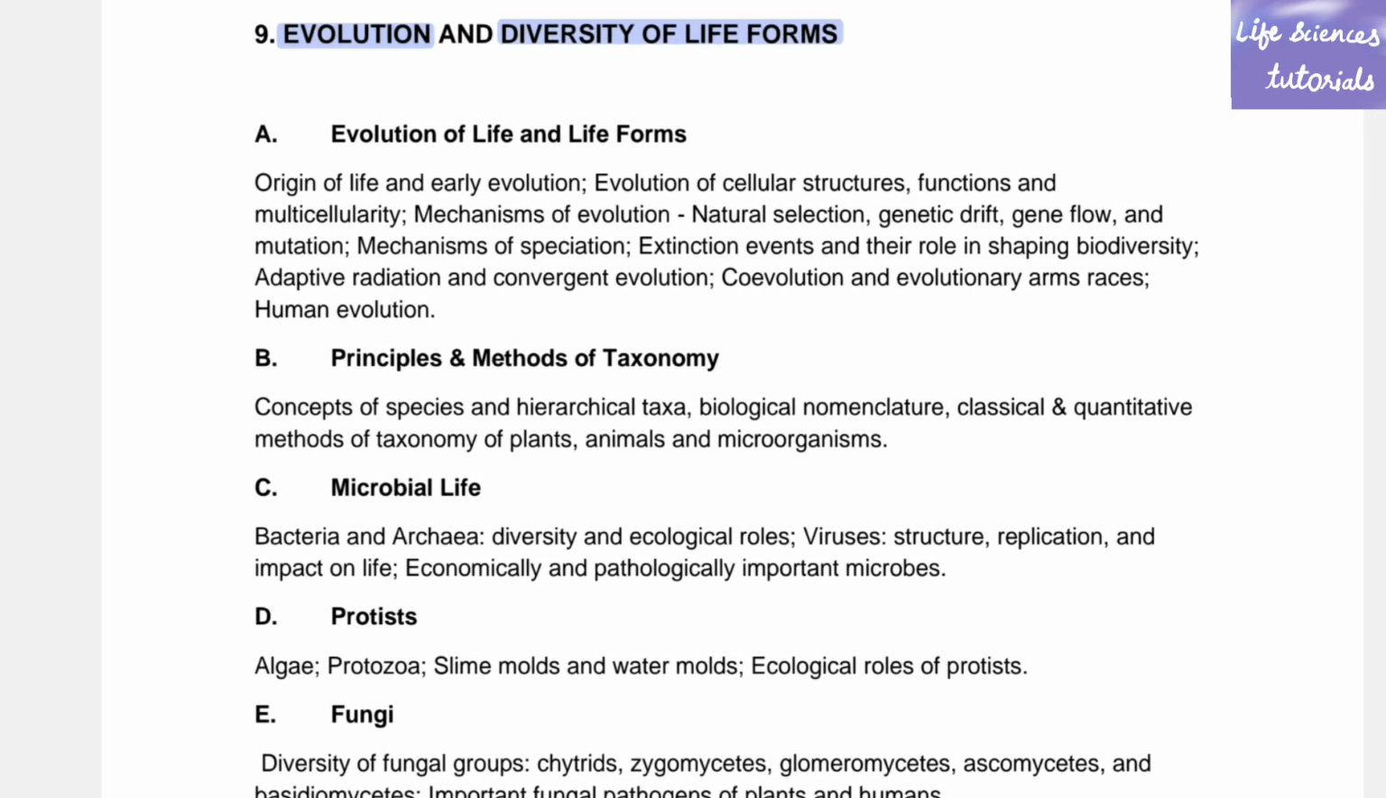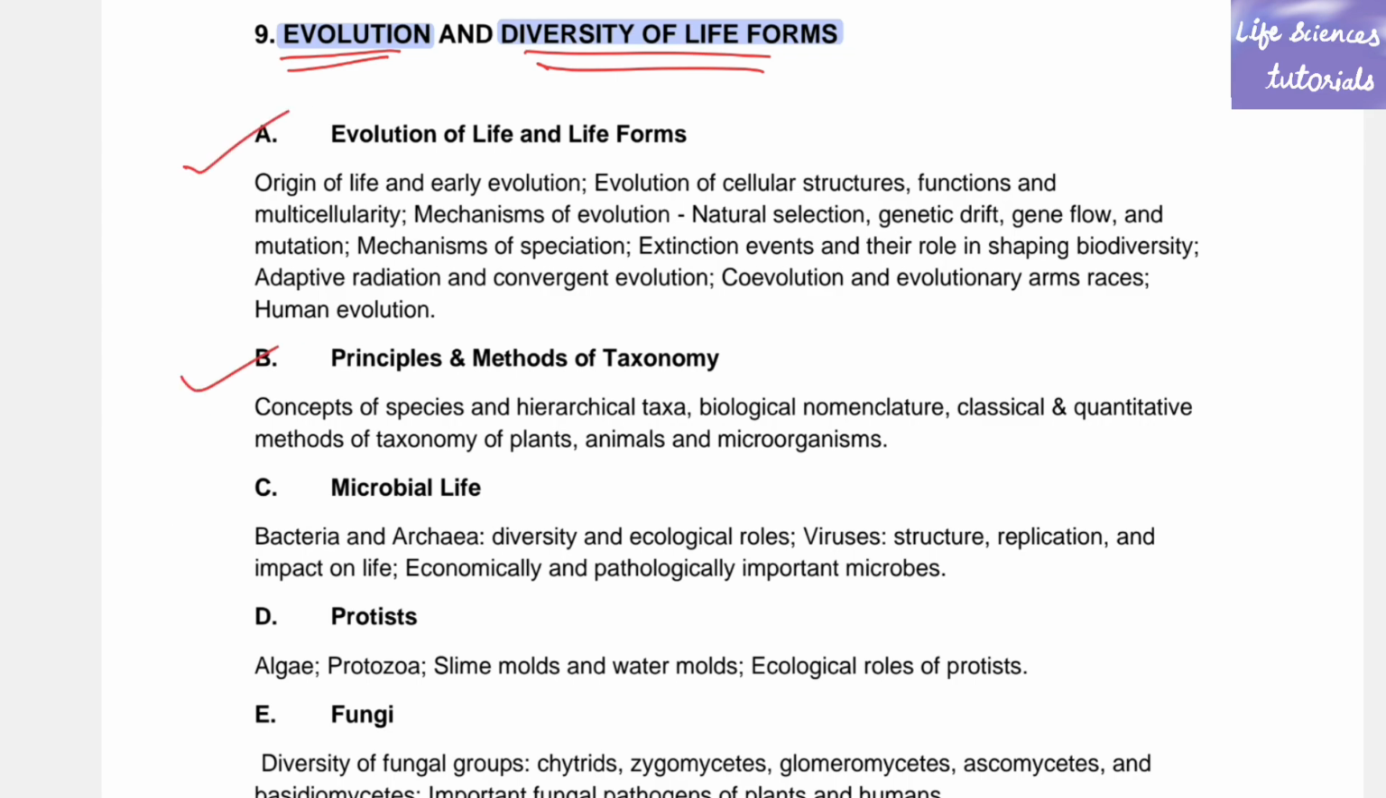Next, okay, now this is a change. Nothing in the syllabus part, everything is the same, but the arrangement is different, right? We have evolution and diversity of life forms, these two parts together. So you can see this is all the evolution part.